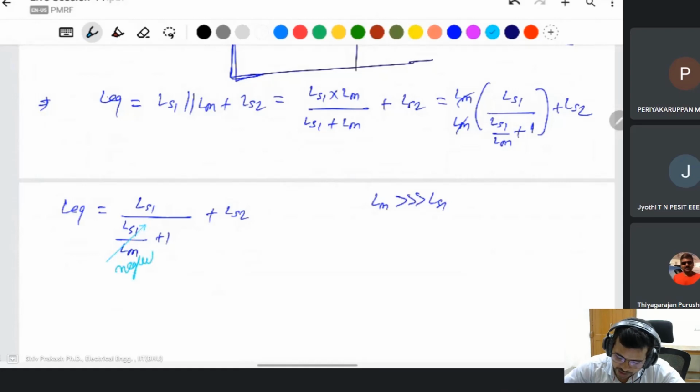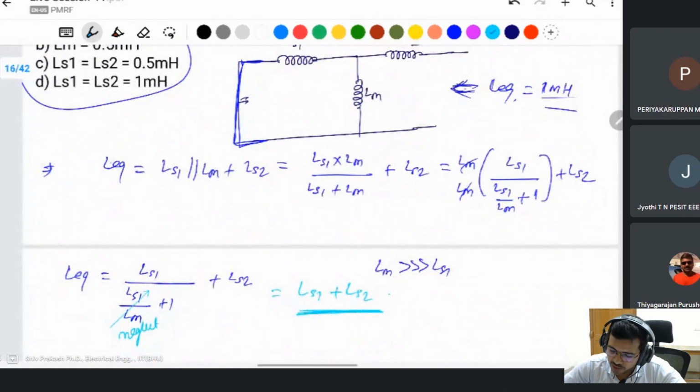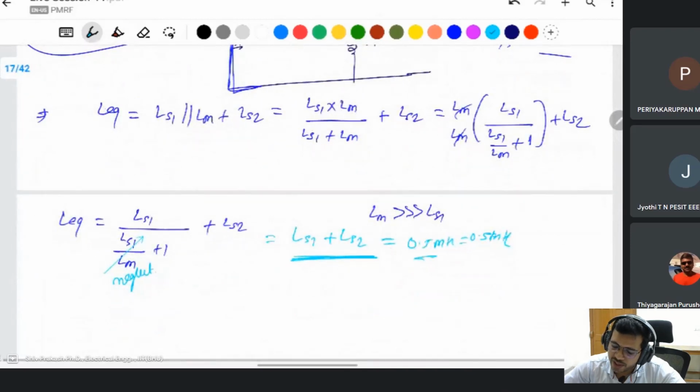You can neglect this one. Then overall is LS1 plus LS2 only. This value is very low. Then both are equal because the turn ratio is the same. This will be 0.5 millihenry and 0.5 millihenry.